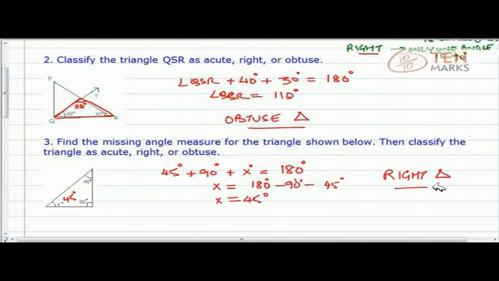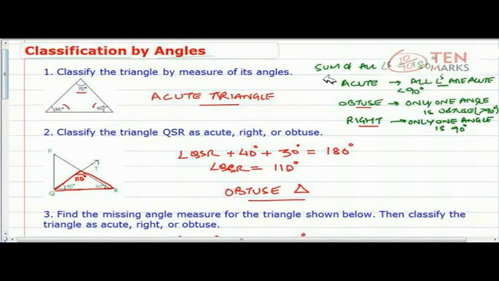Key to remember is the following, right? Acute triangle means all angles are less than 90 degrees. Obtuse triangle means one angle is greater than 90 degrees. And a right triangle means one angle is 90 degrees exactly. Okay? That's what we needed to do for this particular problem.